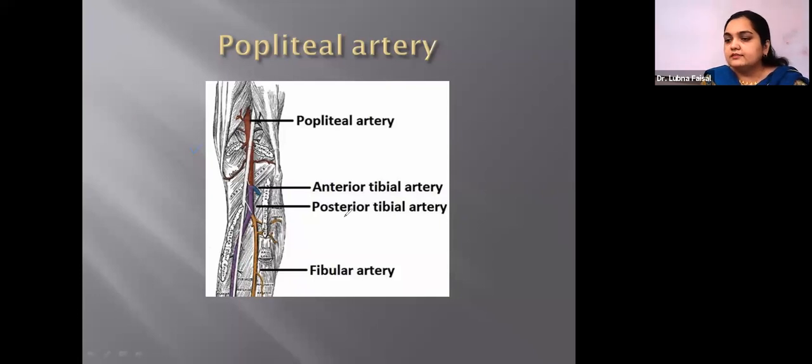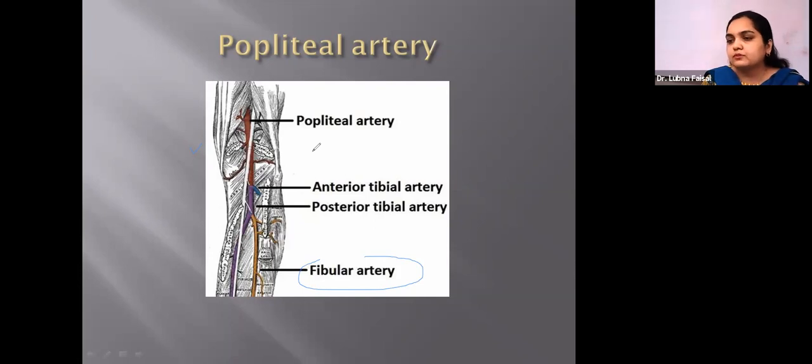It gives the longest branch, that is the fibular artery. You can see in this slide here is the fibular artery. The popliteal artery, if you trace it upward, is a continuation of the femoral artery. The femoral artery divides into two groups. We discussed the superficial and the deep group.